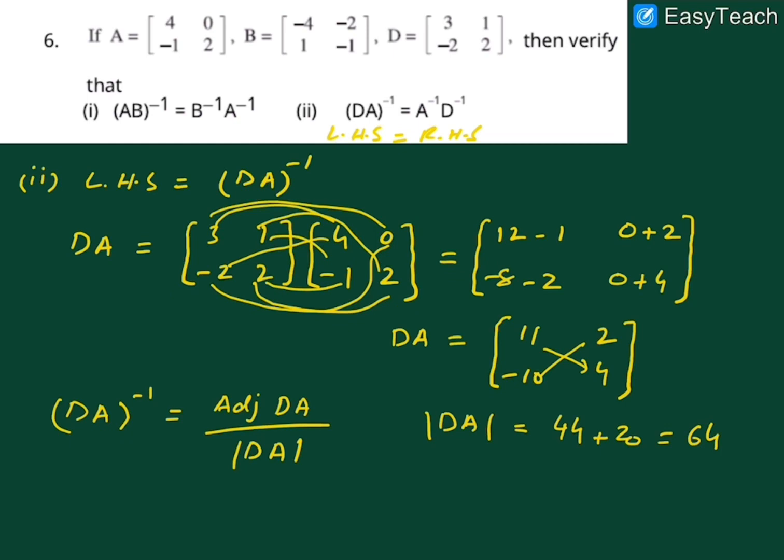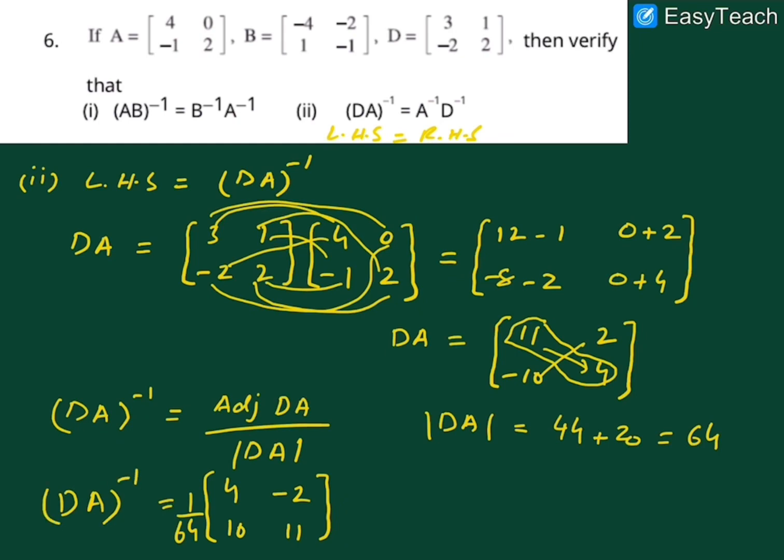This is the DA determinant. So the adjoint of DA will be, changing the position of these two numbers and interchanging the signs of the other numbers. So 4, 11, and minus 2, minus 10 will become plus 10. And the DA determinant is 64. So down here you can write 1 over 64. So this is (DA) whole inverse. Say this is equation number 1.